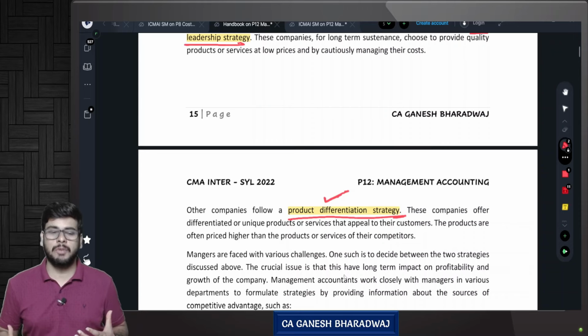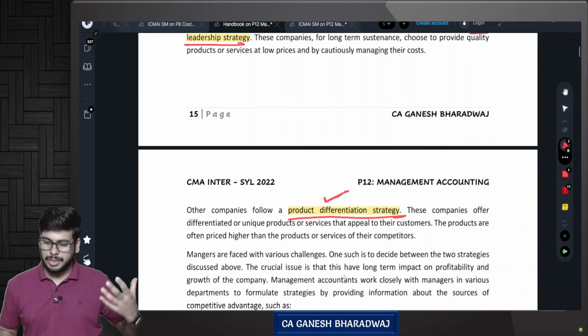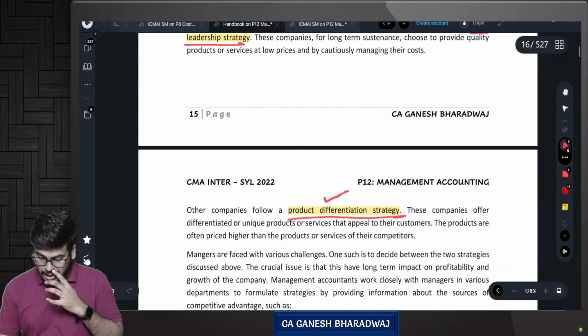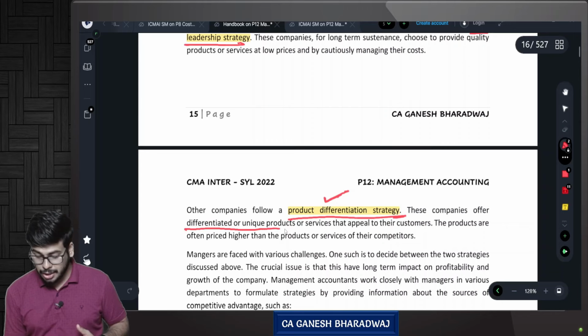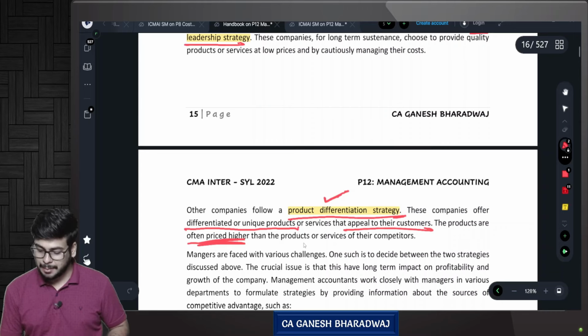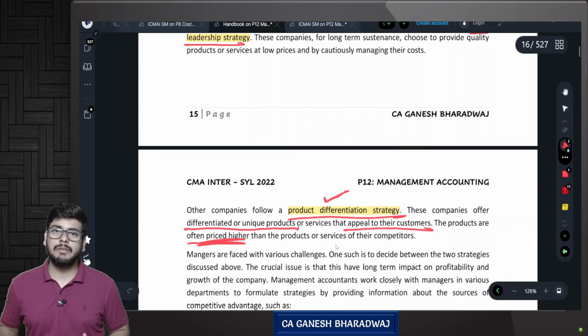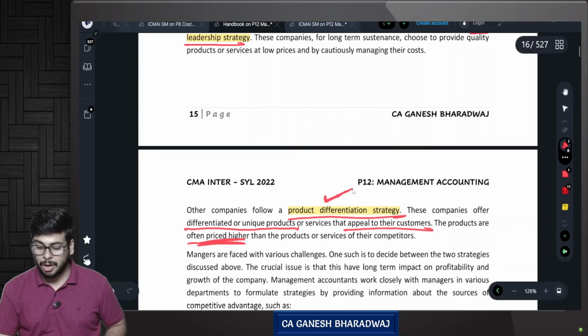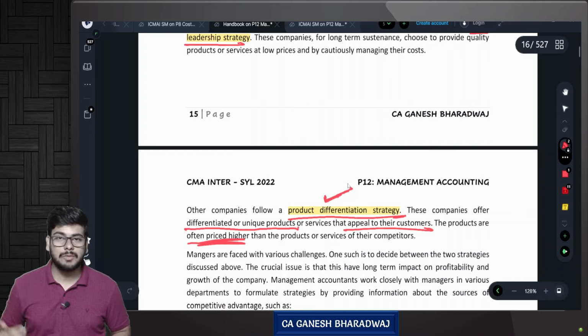What do you mean by a first mover advantage? They were the first ones in the market to come up with something like a touch phone. No one ever came up with it. Correct or not? Yes. So they focused on product differentiation. These companies offered differentiated or unique products that appeal to their customers. The products are often higher priced than the products or services of the competitors. So if the product is high priced, then why will people buy? That's where you make a product differentiation. Now you see, Apple is very successful.